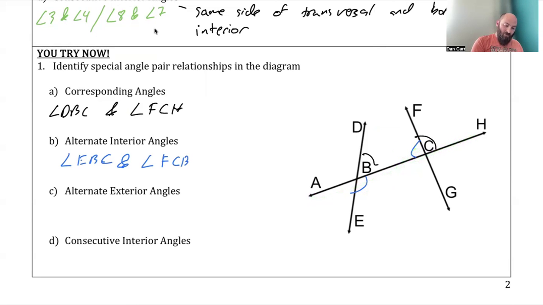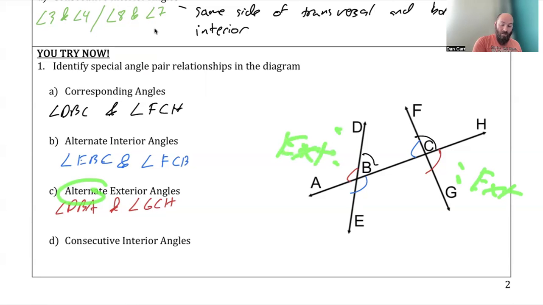Alternate exterior. So I'll go with this angle and this angle. All right. So that will be angle DBA and angle GCH. Okay. So again, the alternate part means they're on opposite sides of the transversal. Both sides of that transversal there. And they're both in the exterior, here and here.